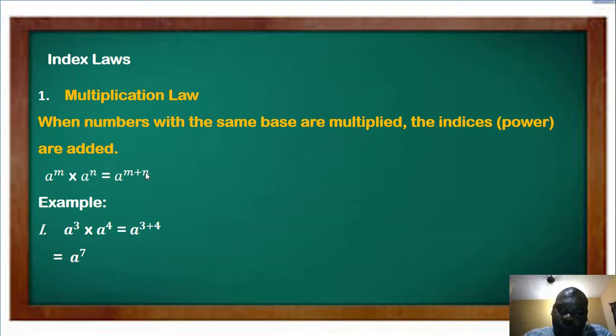This is an example here. A raised to power 3 times a raised to power 4 is equal to a raised to power 3 plus 4, which gives us a raised to power 7.